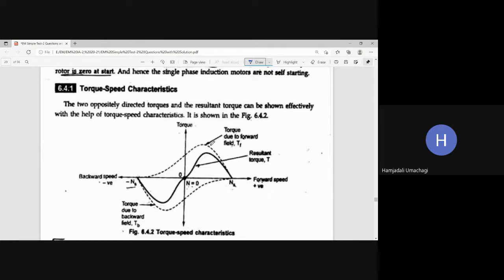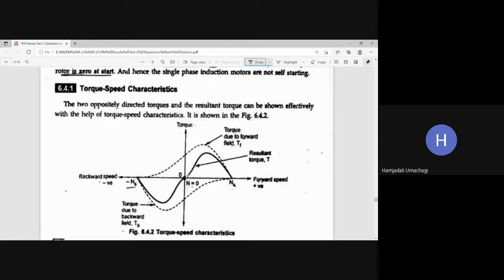So this upper dotted torque speed characteristic is for the forward torque, this is the forward torque TF, and this below dotted line is the torque speed characteristic given by the backward torque. And the interaction of the forward and backward torque is this dark middle line, which is nothing but the resultant of the forward and backward torque, where you can observe that at the time of starting of the induction motor, torque is zero. At the time of starting, the net effect of the forward and backward torque is that torque is zero.